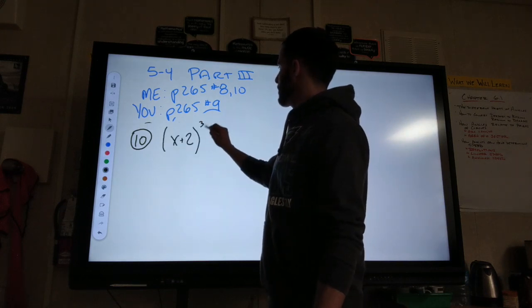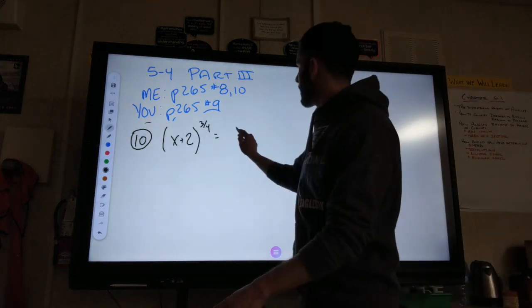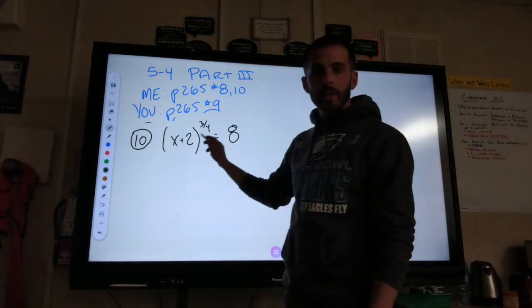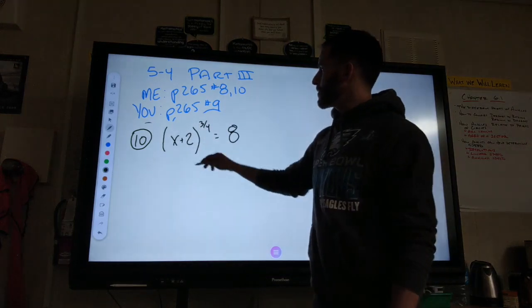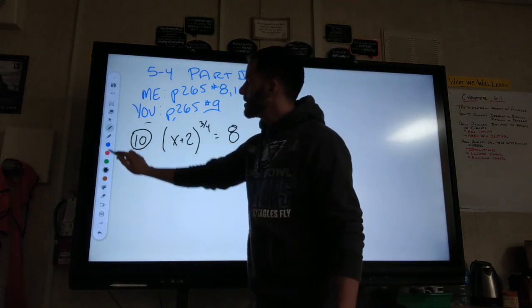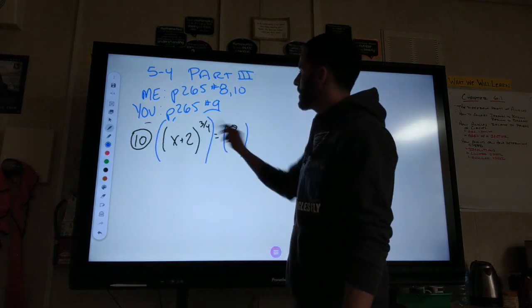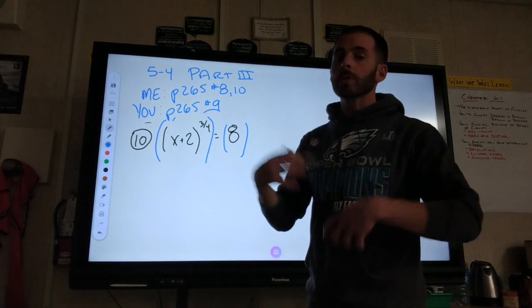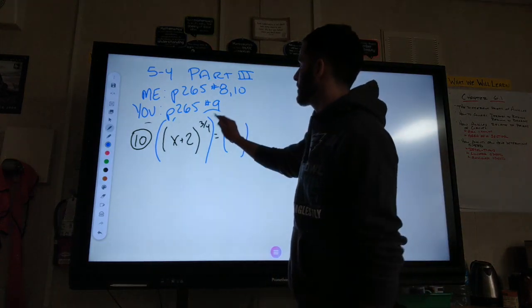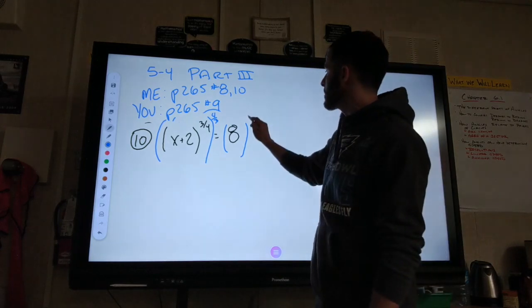X plus 2 to the 3/4 equals 8. All right. This is really the 4th root of x plus 2 cubed, which is wonderful. That's fine. But I just need to think of an exponent that I can raise it to that's going to make the exponent 1. So I don't have any exponents, I don't have any rads, and I can just solve for x. So it's the reciprocal.